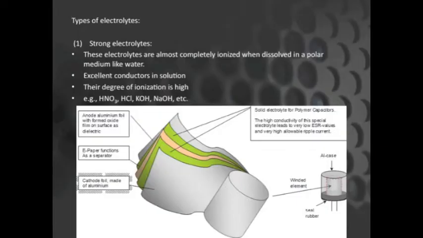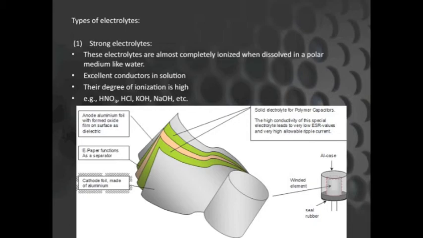There are two types of electrolytes. The first one is strong electrolytes. They are almost completely ionized when dissolved in a polar medium like water. The most typical electrolyte is an ionic solution, but molten electrolyte and solid electrolytes are also possible. They are excellent conductors in solution. Their degree of ionization is very high. Some examples are nitric acid, hydrochloric acid, potassium hydroxide, and sodium hydroxide.